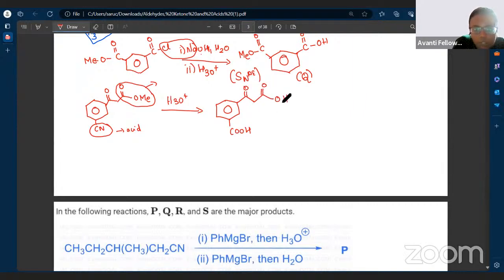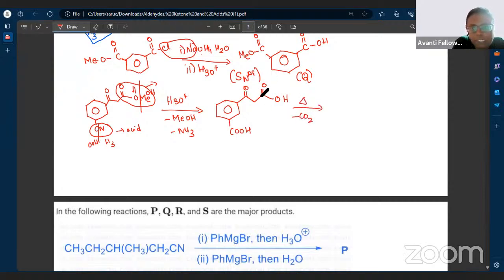COOH. Okay. So this ester also, when it undergoes hydrolysis, you'll be getting acid and alcohol. So methanol will go out. And here cyanide on hydrolysis will give, like, NH3 will move out. So you'll be getting COOH. Cyanide on hydrolysis gives acid. Ester on hydrolysis gives acid. Okay. And then what you're doing is you're heating it.